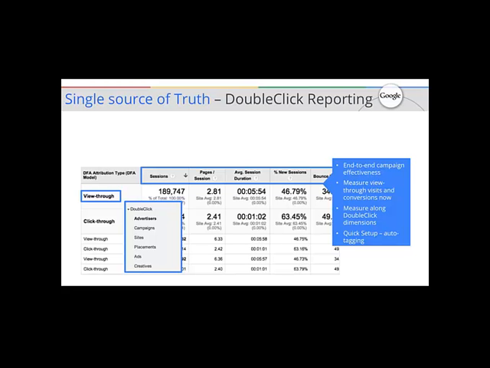You can also see, if it's a video campaign that you're running, how many people actually saw the video and then later converted without clicking anywhere. So you can get those insights as well.